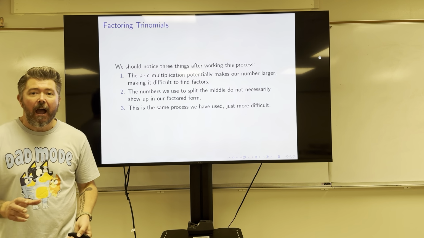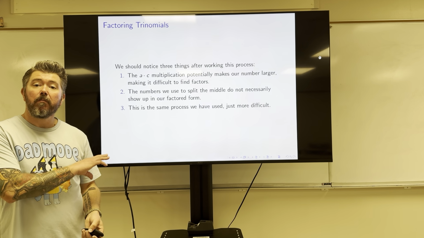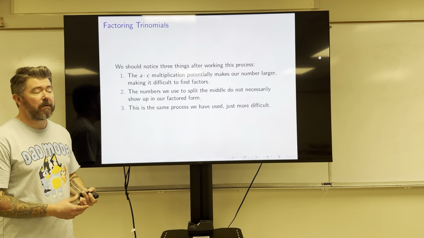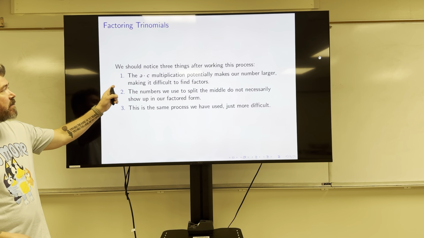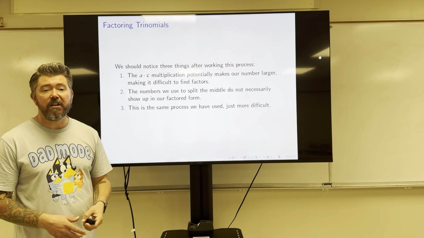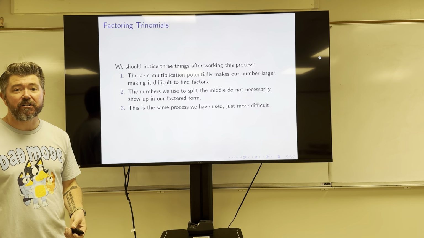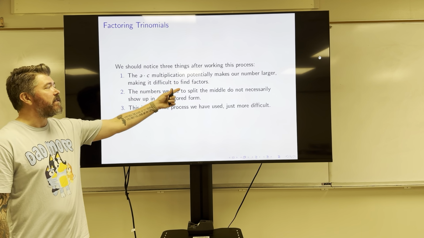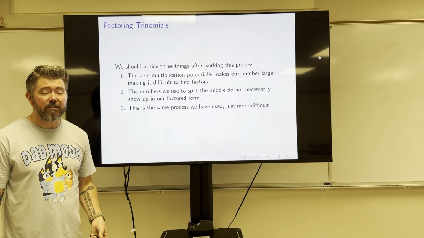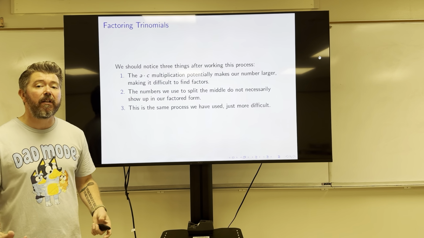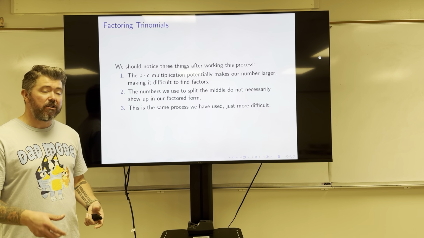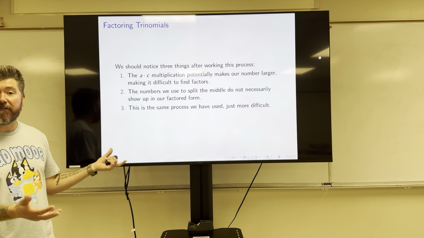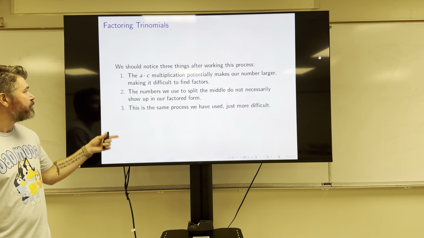Okay, after pausing the video and looking more in detail at that last example, we should notice a couple of things. First, the A times C multiplication potentially makes our number larger, right? In this last example, it sure did. This makes it difficult to find factors, right? We're going to probably need our calculator with us to be able to trial and error some division so we can list all of the factors of these numbers.